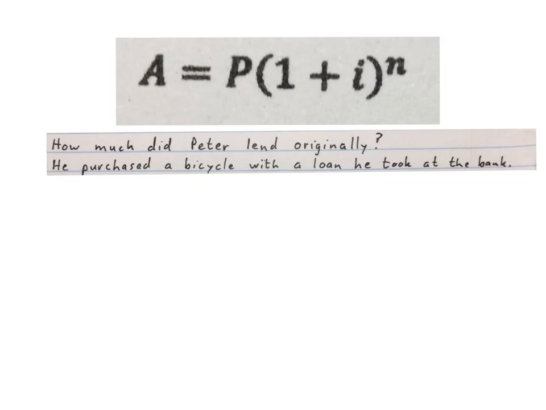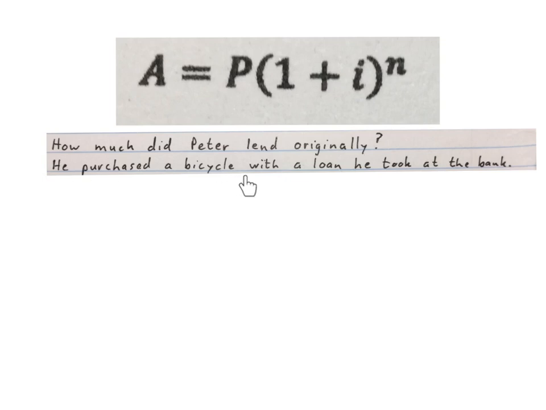Good day. In this video, we're going to look at a typical financial maths level 3 and 4 question. It links onto the compound increase formula you see on the screen here. The question reads, how much did Peter lend originally?